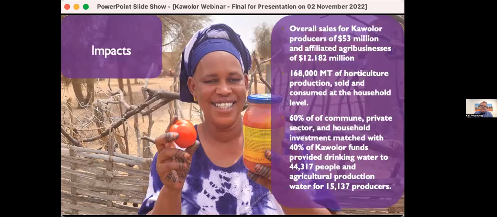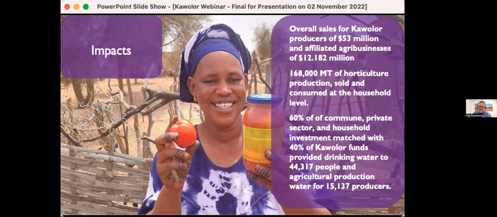To speak of the impacts of the project, which is really the key to what we've been able to achieve: overall sales for Kawolor producers of $53 million through the course of the project. And of that 53 million, affiliated agribusinesses accounted for $12.182 million. It's key to understand that when we talk about these producers, they include the Dabogale groups. I've seen questions about whether people can afford the nutritious food. Well, often the Dabogale groups are growing much of their own food, and they're selling some, and they're gaining impact in terms of household income with those sales.